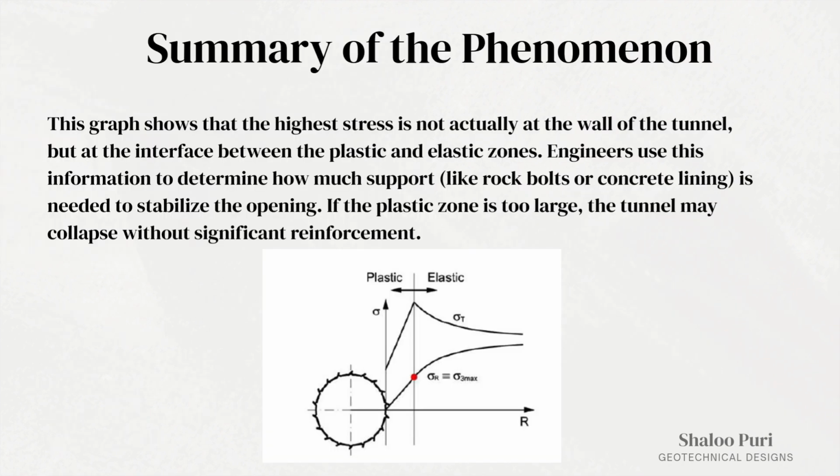Summary of the phenomenon. This graph shows that the highest stress is not actually at the wall of the tunnel, but at the interface between the plastic and elastic zones. Engineers use this information to determine how much support, like rock bolts or concrete lining, is needed to stabilize the opening. If the plastic zone is too large, the tunnel may collapse without significant reinforcement.